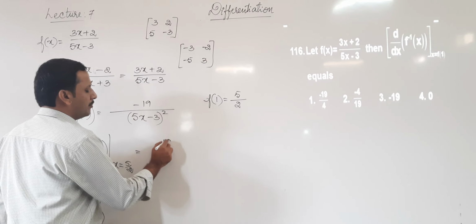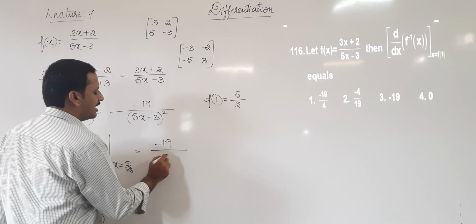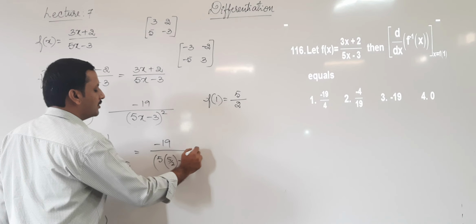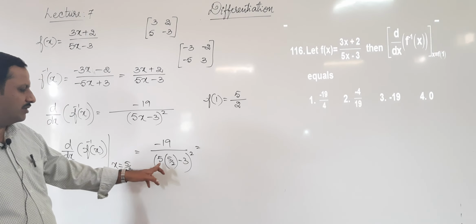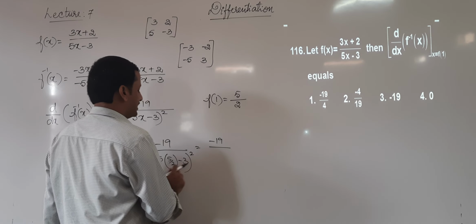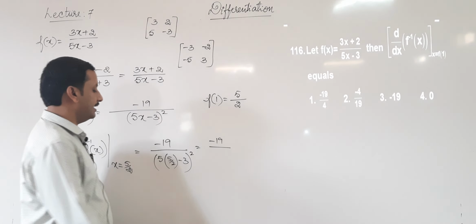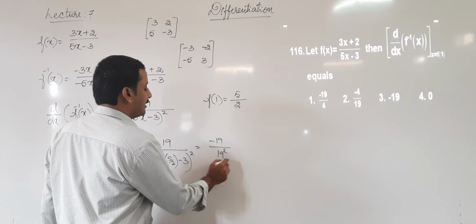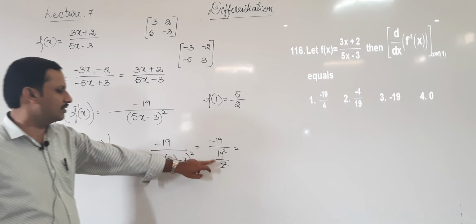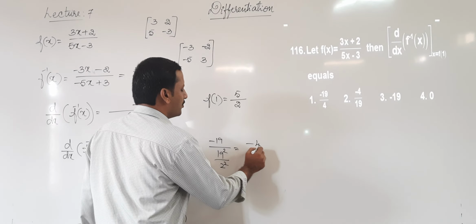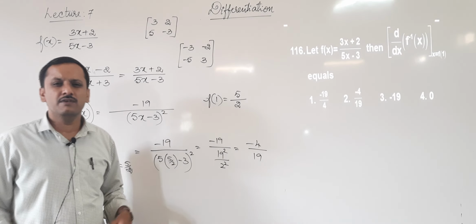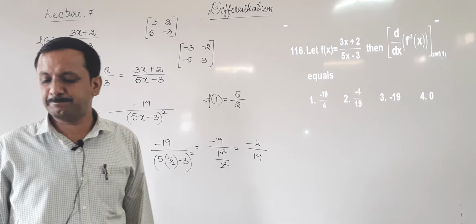That's equal to minus 19 divided by 5 into 5 by 2 minus 3 whole square. That's equal to, this will be 25 by 2 minus 3. 25 minus 6 you get, that is 19. So 19 square divided by 2 square. One of those 19 gets cancelled, 2 square will come up. So minus 4 by 19 is the correct answer, which is the second option.